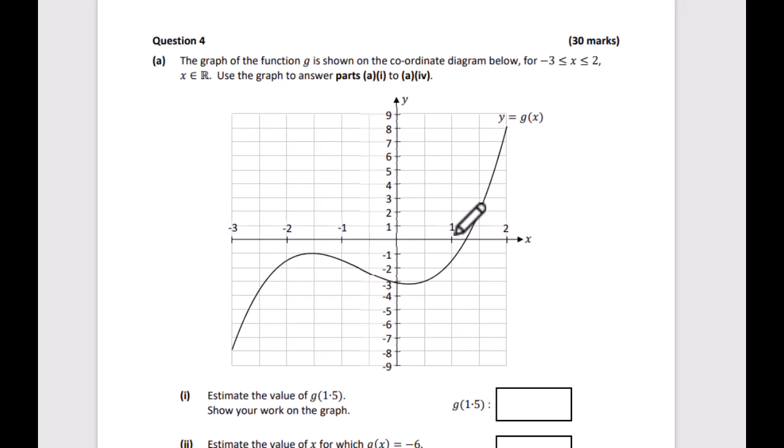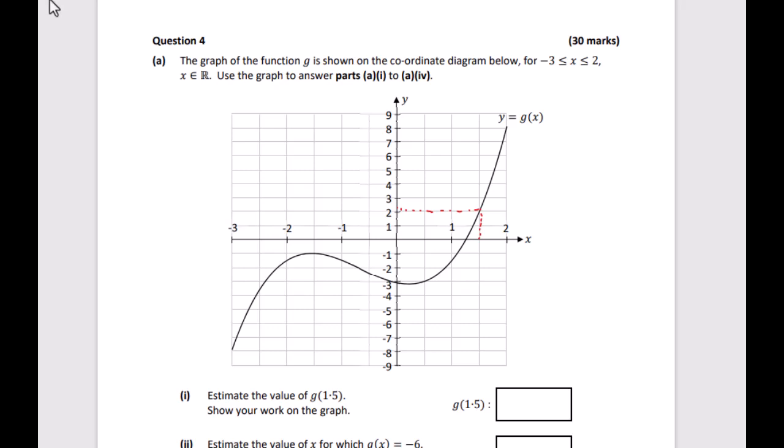Now it says use the graph. Usually when it says that, it means that they want to see these lines going up and across. So you can use a ruler to do this. So what you can do is just draw a line up along here like this, and then across here like this.